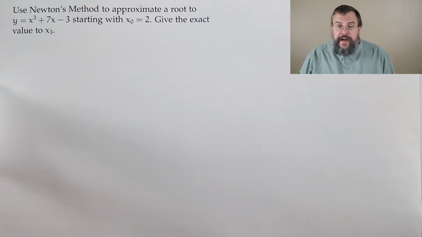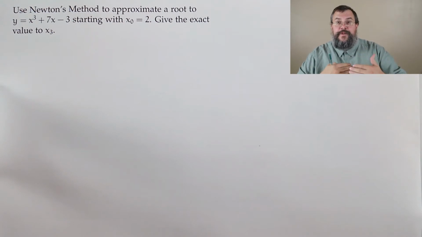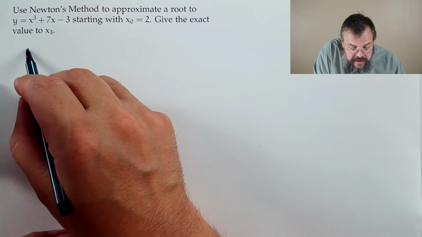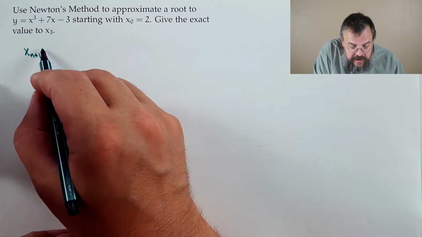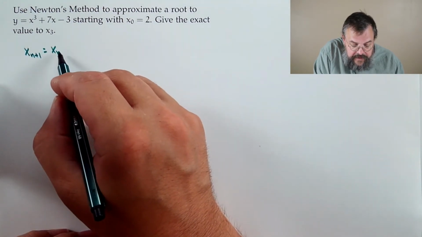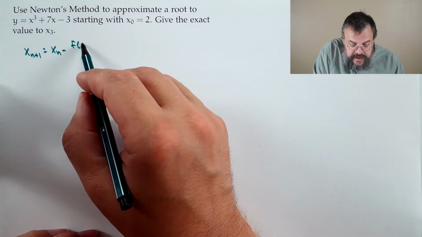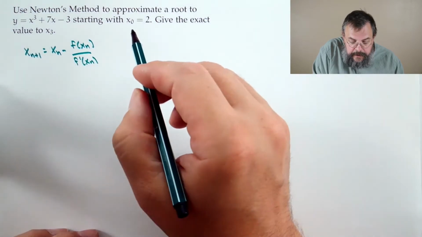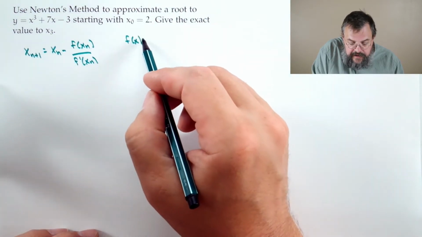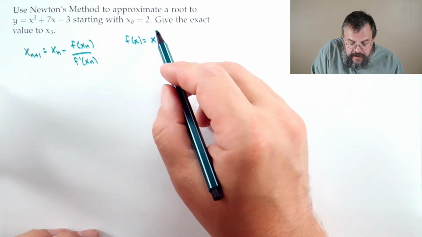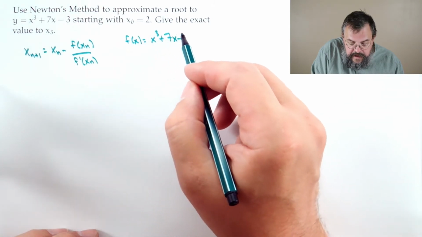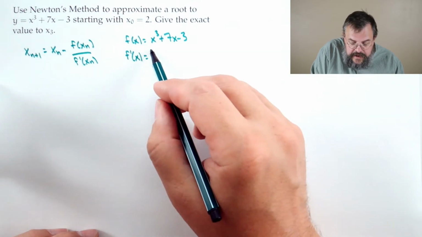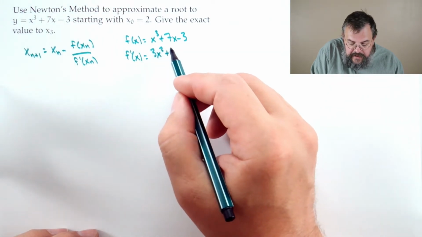So let's start by writing down the machinery that we need for Newton's method. That says to get our next guess, we take our current guess and subtract the function at our current guess divided by the derivative at our current guess. And we'll write down our function and our derivative for reference. So the function, x cubed plus 7x minus 3, and the derivative, that's not so hard to compute. That's 3xn squared plus 7.